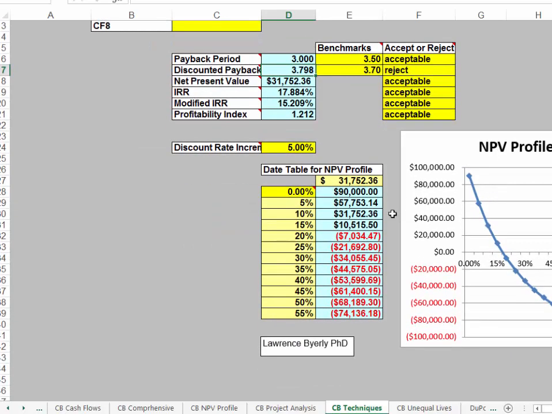Now, one of the things we might want to do is look at what's referred to as the net present value profile. This is an illustration of what happens to the net present value as the cost of financing increases. And right where this curvilinear function crosses the zero axis, that is right where the internal rate of return is. So roughly around 17%, as you can see here, that's the internal rate of return.